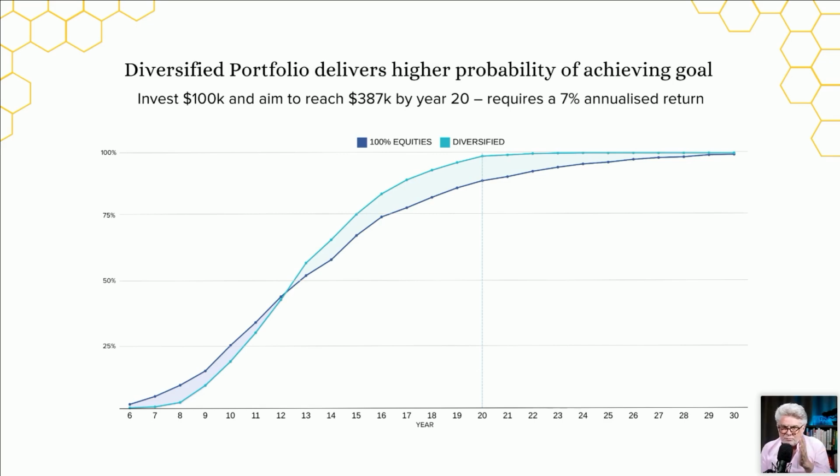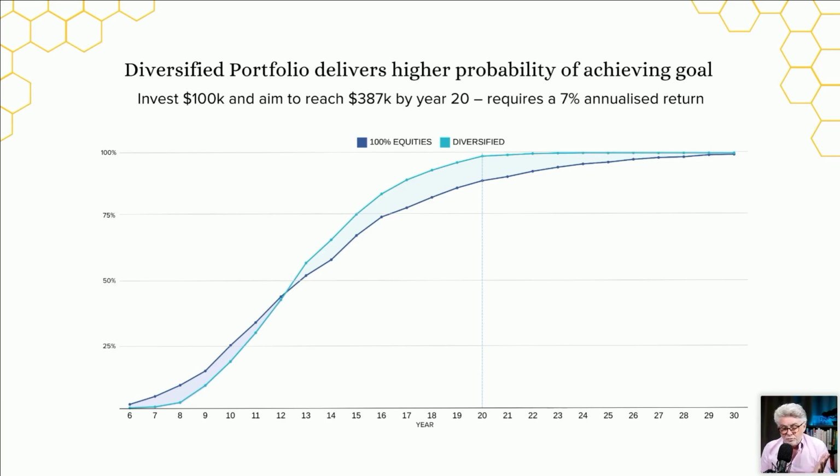When we start looking at probabilities that are more like ones that you'd be comfortable with, the 50-50 probability, they're not dissimilar. But when you're looking for higher probabilities of achieving your goal, our diversified portfolio delivers us a 99.9% probability of getting there by year 20. That's only about 85 to 90% for our equities portfolio. So you really can't look at expected returns in isolation.